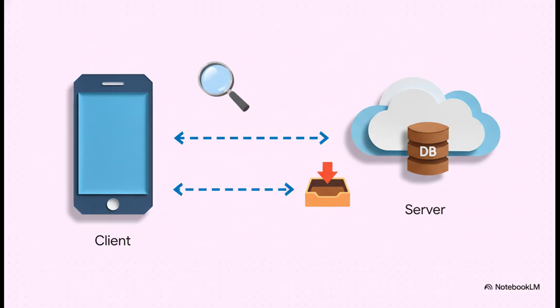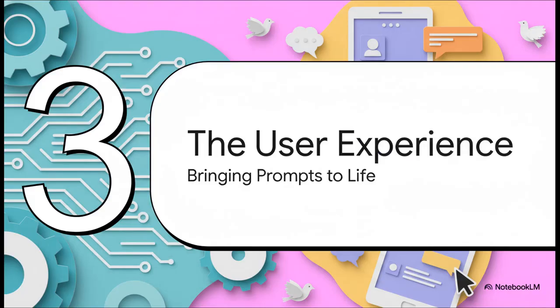First, your app sends a prompts/list request. It's basically asking, hey server, what tools do you have for me? Then, once you pick one, the app sends a prompt/get request to grab all the details for that specific prompt, including all those arguments we just looked at. Simple as that. Now for the really cool part.